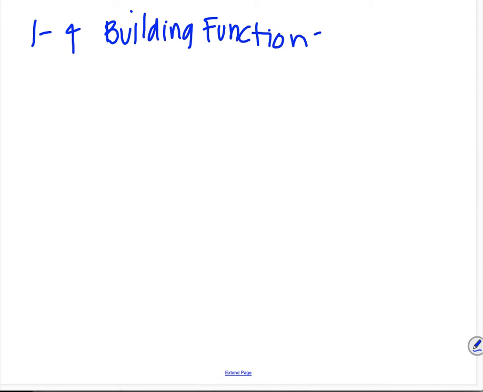Okay, today is section 1-4, which is building functions from functions. So we can make new functions by building them from each other. So 1-4, building functions from functions.